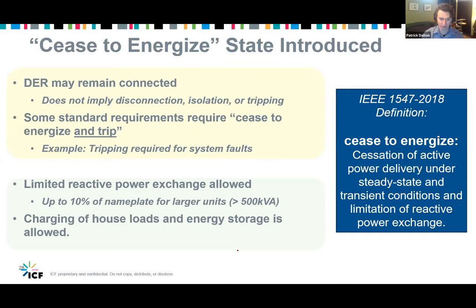And that's very different than a tripping state, which typically involved what was sometimes referred to as galvanic separation, or basically an air gap within a device, whether it be a switch or more typically a breaker of some sort. That's actually changing now. In the ceased energized state, since the device, or the DER system, is still connected to the grid, there is allowed limited exchange of reactive power, and also house power or auxiliary loads can charge.